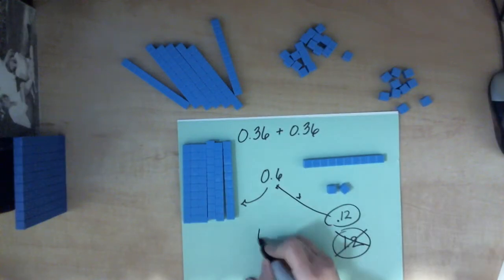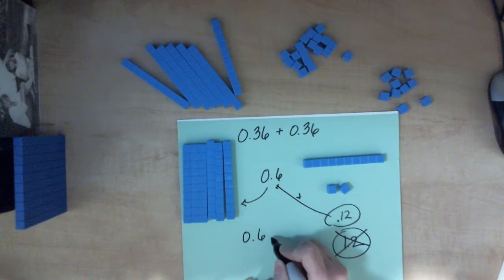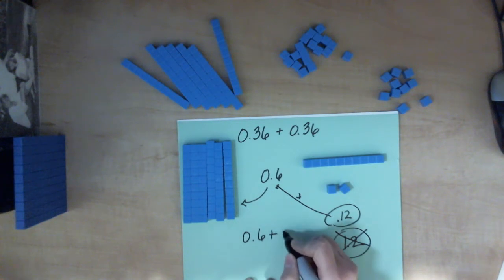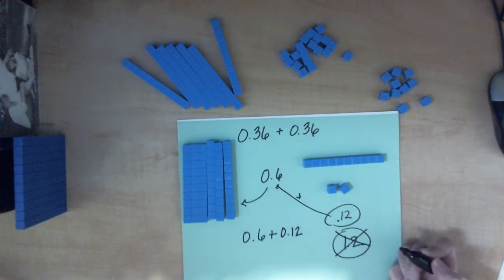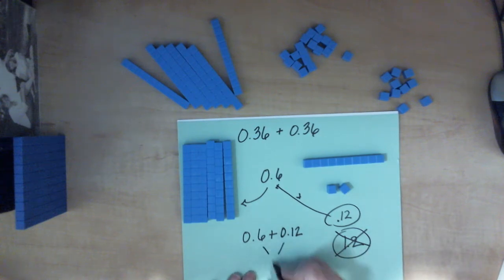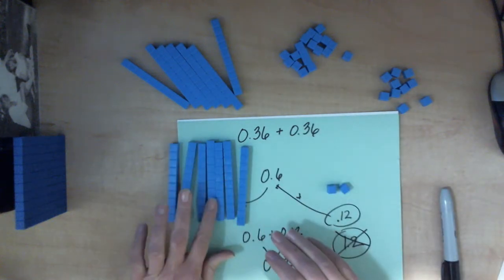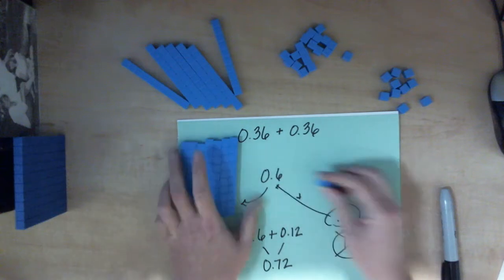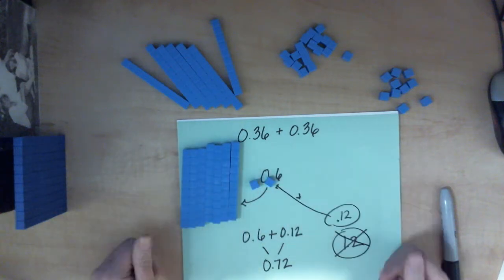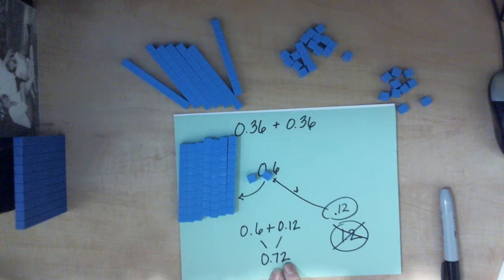What do I have? Well, I have my 6 tenths plus my 12 hundredths, and I add those together, and I'm going to get, and then they can use their tools to check. 1, 2, 3, 4, 5, 6, 7 tenths and 2 hundredths, which makes 72 hundredths.